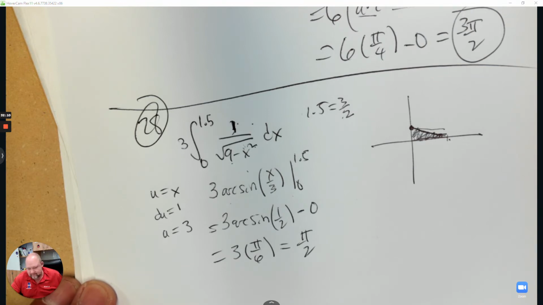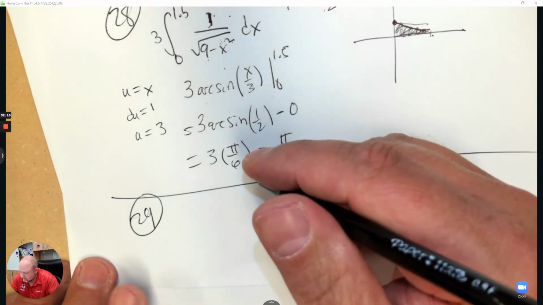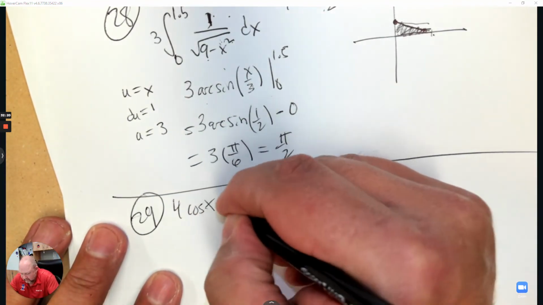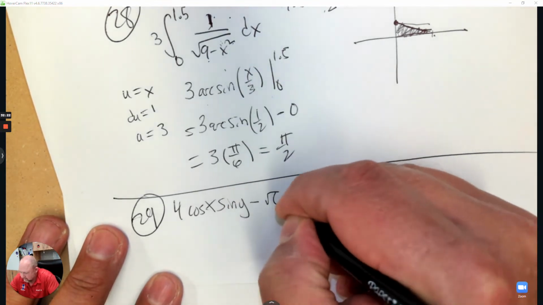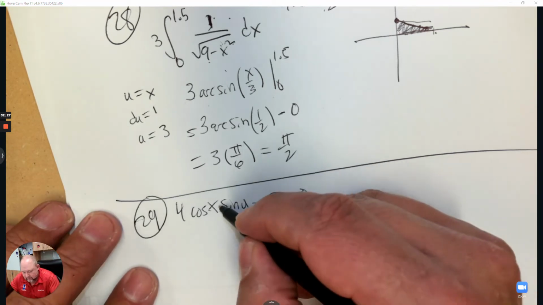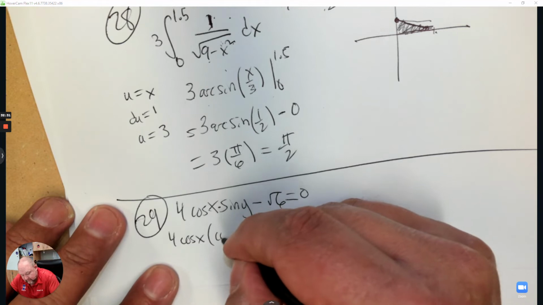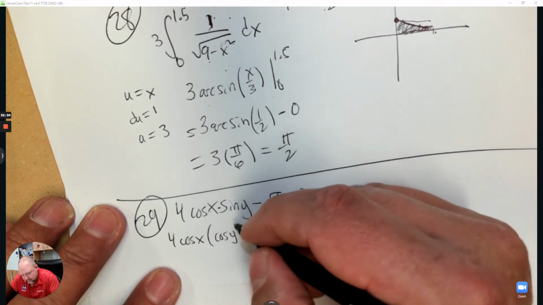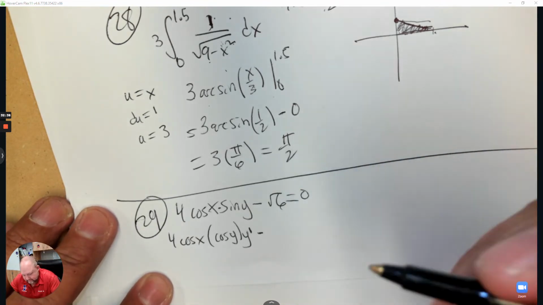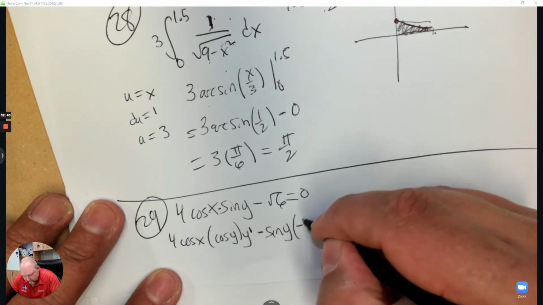Number 29. Four cosine x sine y minus root 6 equals 0. Find the derivative there. So this is going to be implicitly with the product rule. So we have the first times the derivative of the second, and we need a y prime, minus the second times the derivative of the first.